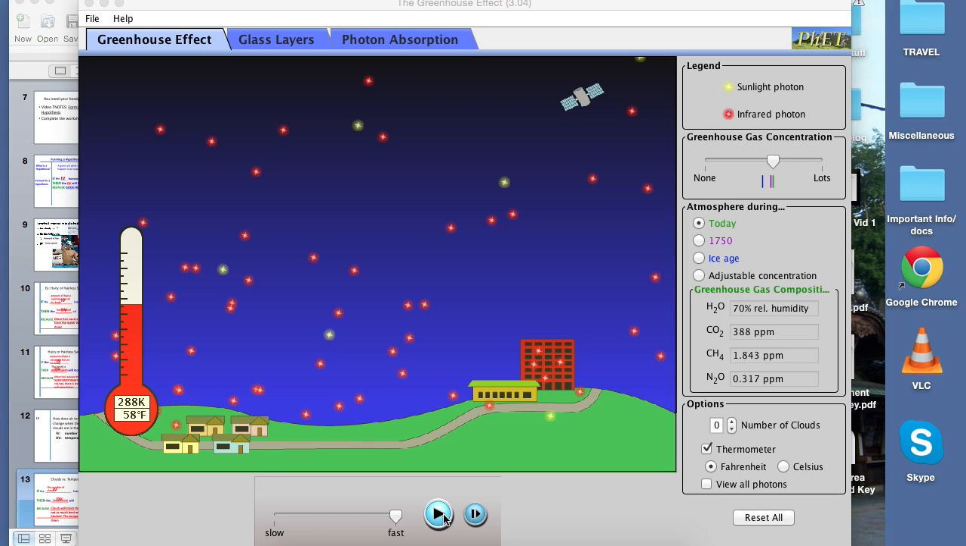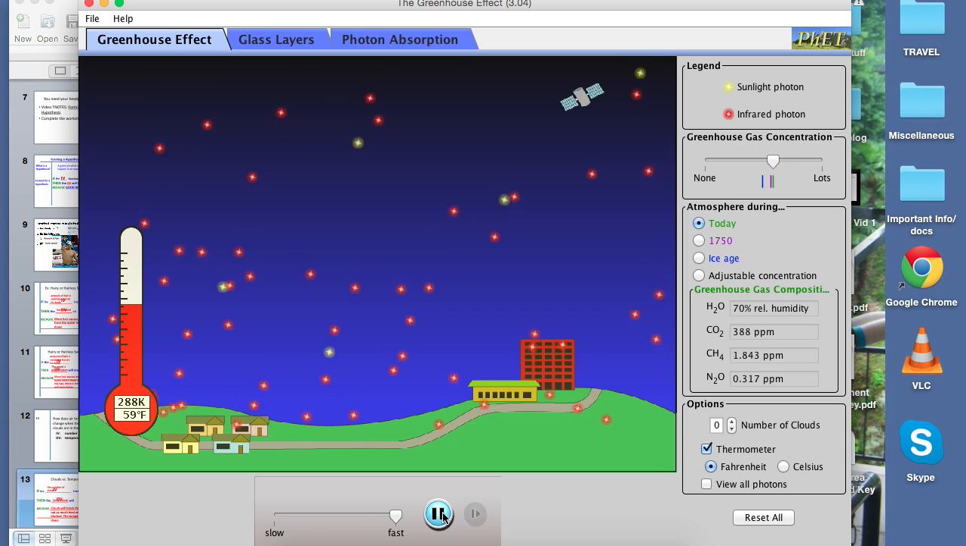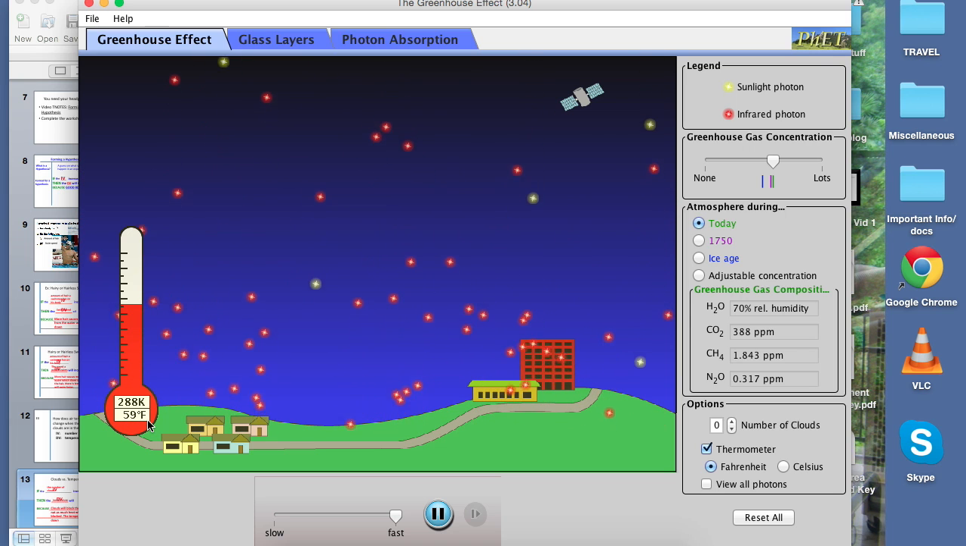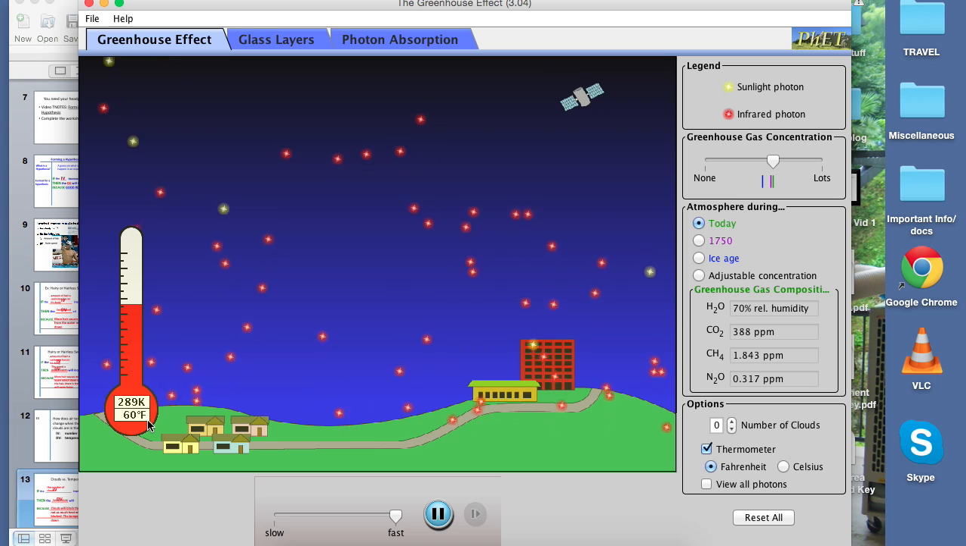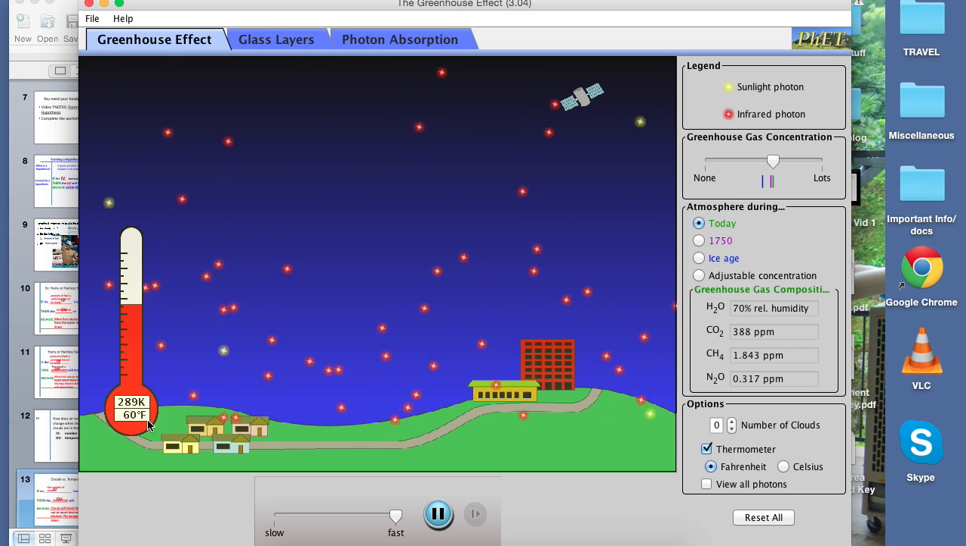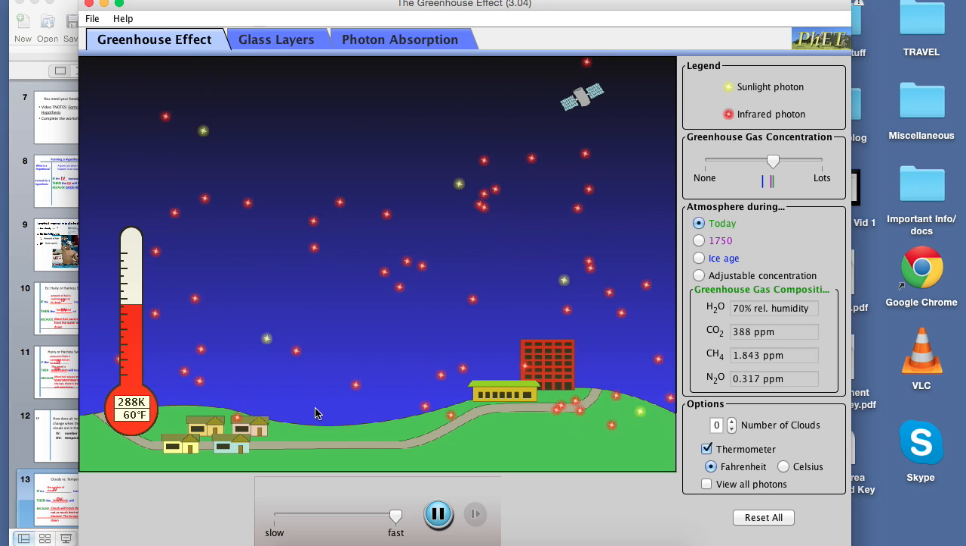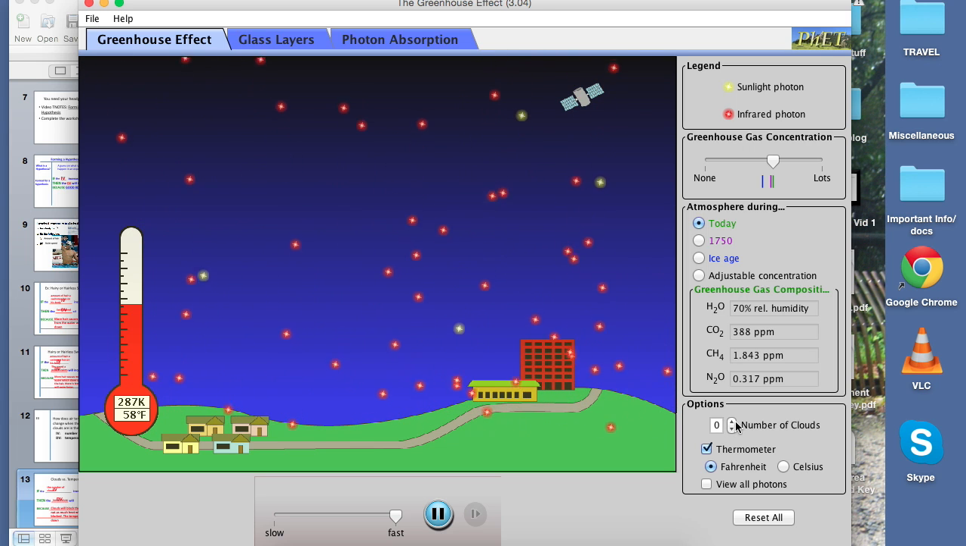So let's go ahead and just watch this and see what kind of temperature we have before we start to add the clouds in. So it's in Fahrenheit right now. It's about 60, 61 degrees Fahrenheit. So let's go ahead and add the number of clouds.